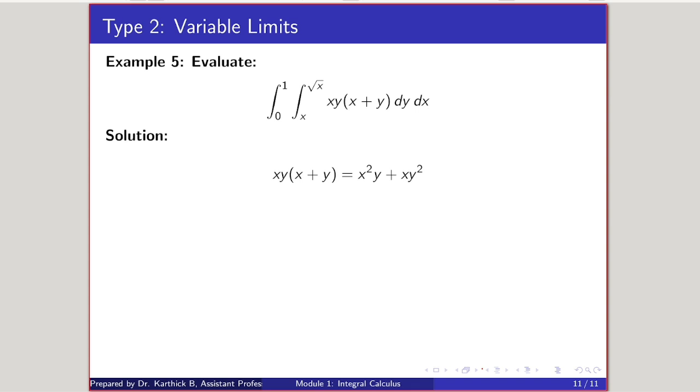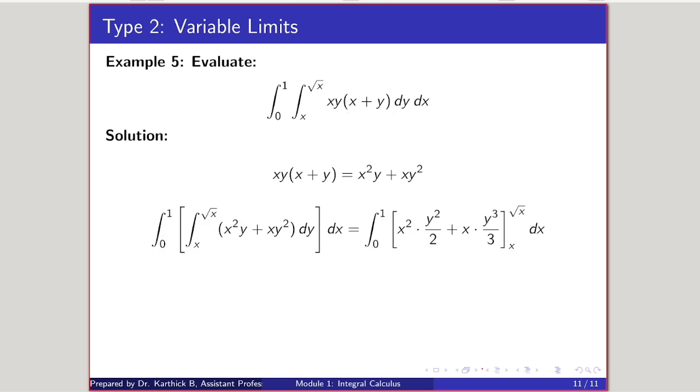So first I am simplifying the given function. It becomes x square y plus x y square, and next I am making the first integral, integrating this function with respect to y. So with respect to y, x square will be a constant, and integrating y becomes y square by 2, and again x will remain constant, and y square becomes y cube by 3, and I may substitute the limits instead of y.